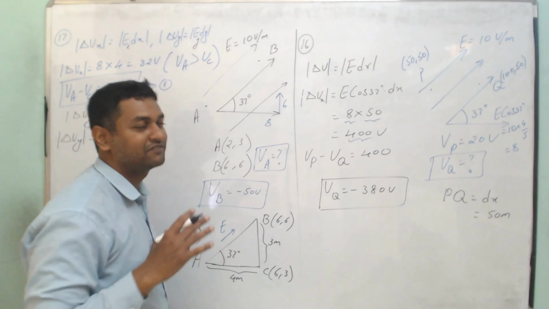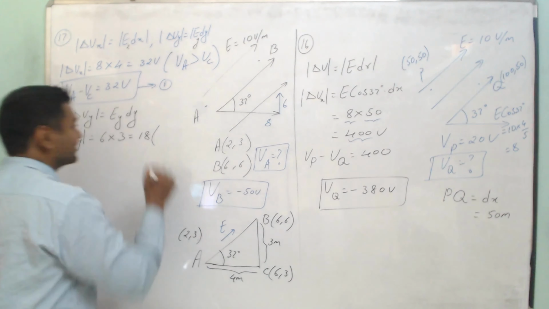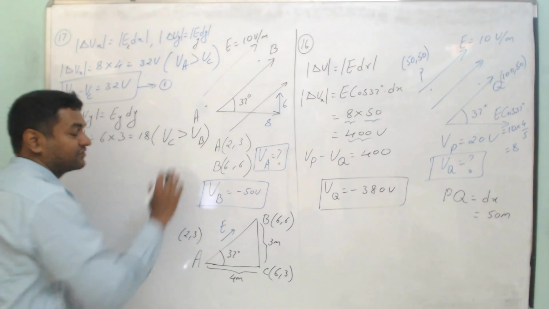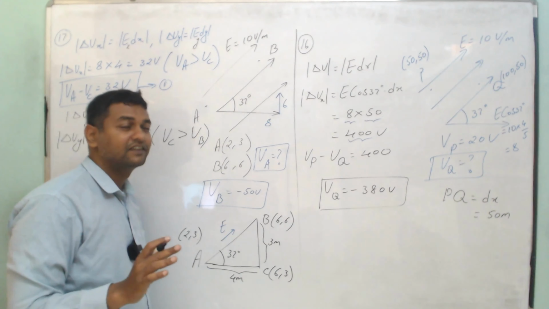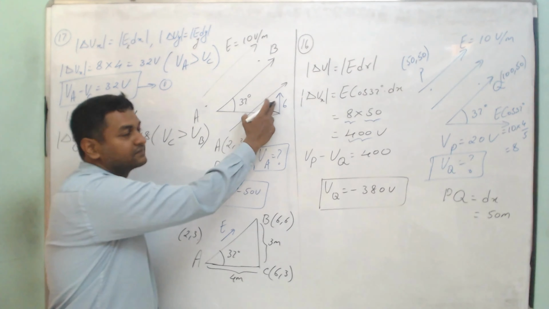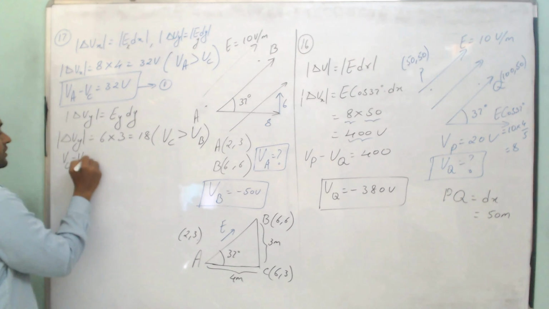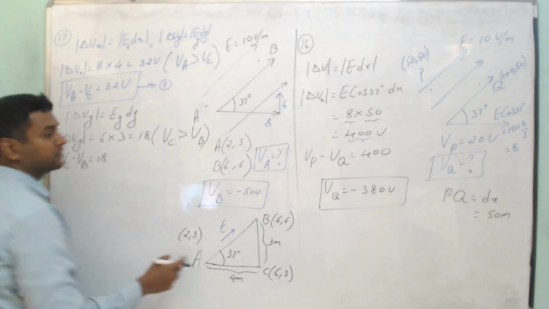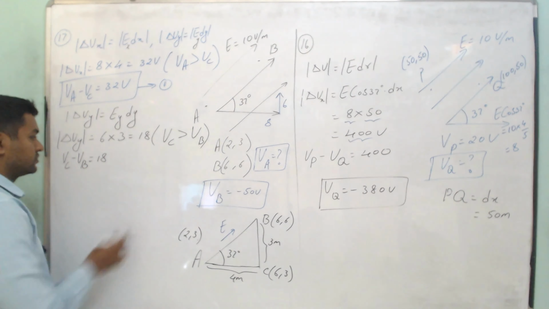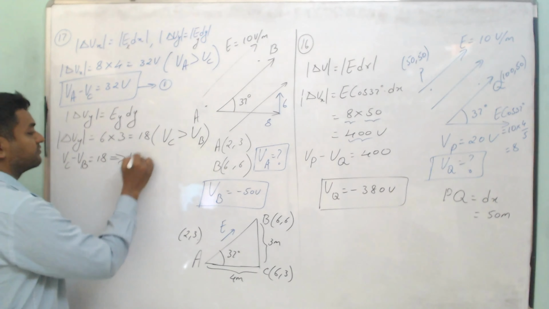So give me one final answer. VC minus VB is positive. So VC is greater than VB, sure, right? Because the electric field is from C to B. So here I'll write it as VC minus VB is equal to 18. Here we know what VB is, minus 50 volt, correct? So by substituting VB as minus 50 volt, tell me what will I get VC as?